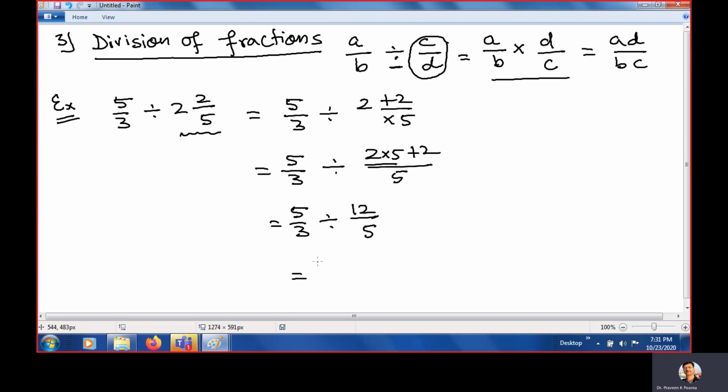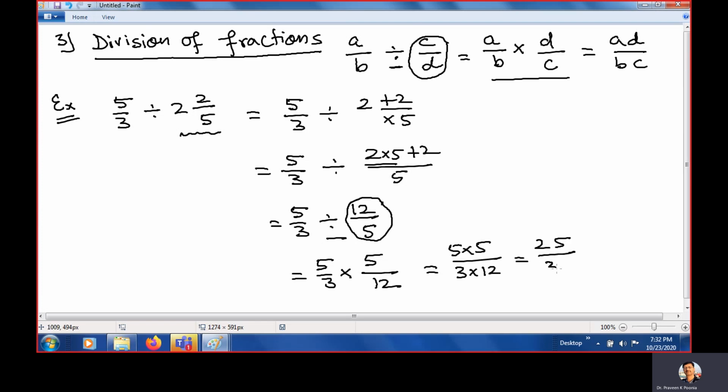So if you change this division into multiplication, what do you need to do? You need to take the reciprocal of this fraction, 5 upon 12. Now 5 times 5 upon 3 times 12. So this is 25 upon 3 times 12 is 36. Clear? So this is the answer, 25 upon 36. This is the division of these fractions.